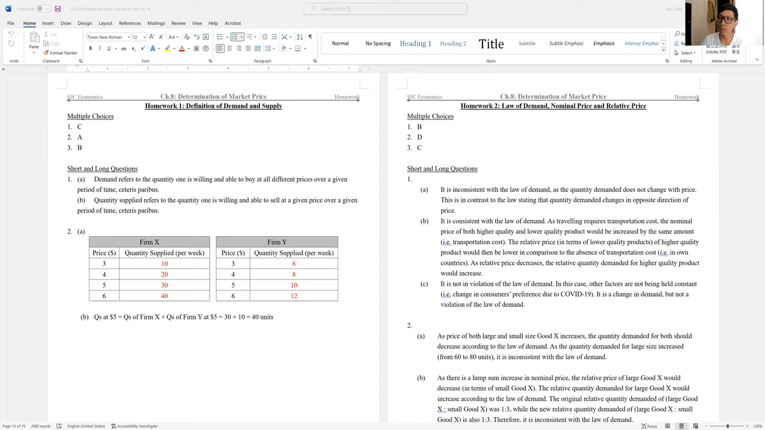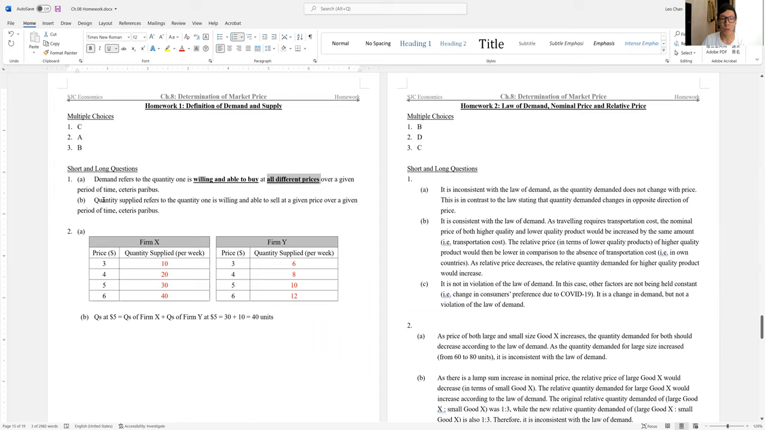Now, for the short questions and long questions, question one is easy: define the following terms. Remember, demand refers to the quantity one is willing and able to buy. You have to write willing and able at all different prices over a given period of time.